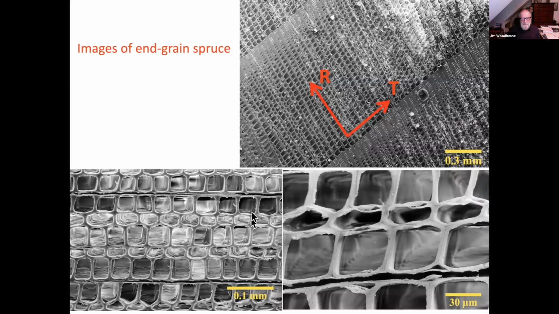And now here are some views of end grain spruce. And if you look at this most magnified one, you can see the middle lamella here. If you can see my pointer, there's a small gap here. You can see something different happens. So this cell here has got windings going round and round its wall. The one next to it has also got windings. They're glued together with different stuff.